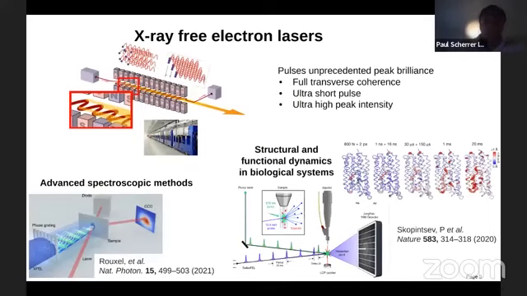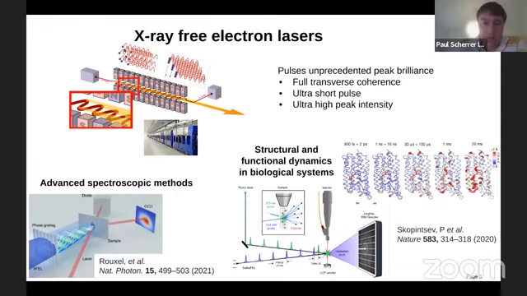But first of all, we've heard about already different types of accelerators to produce X-rays and photons of different energies. And if we want to take out a simple message of what makes FELs different from other types of accelerators, and especially compared to synchrotron accelerators, is that a free electron laser produces pulses with an unprecedented peak brilliance in the X-ray domain.